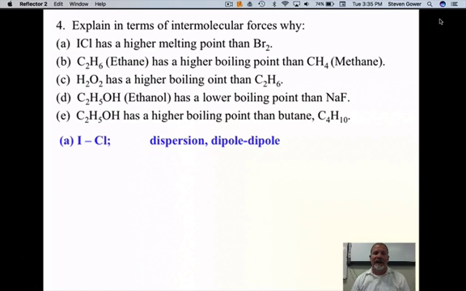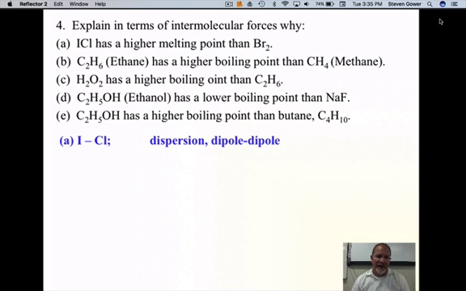I look at ICl. It says ICl has a higher melting point than bromine. Now bromine, again, is a Hofbrinkel, therefore it is nonpolar, held together by dispersion only. But I look at ICl and I realize that I have two different elements, iodine and chlorine. Someone's going to win, someone's going to lose. They're going to have different electronegativities.